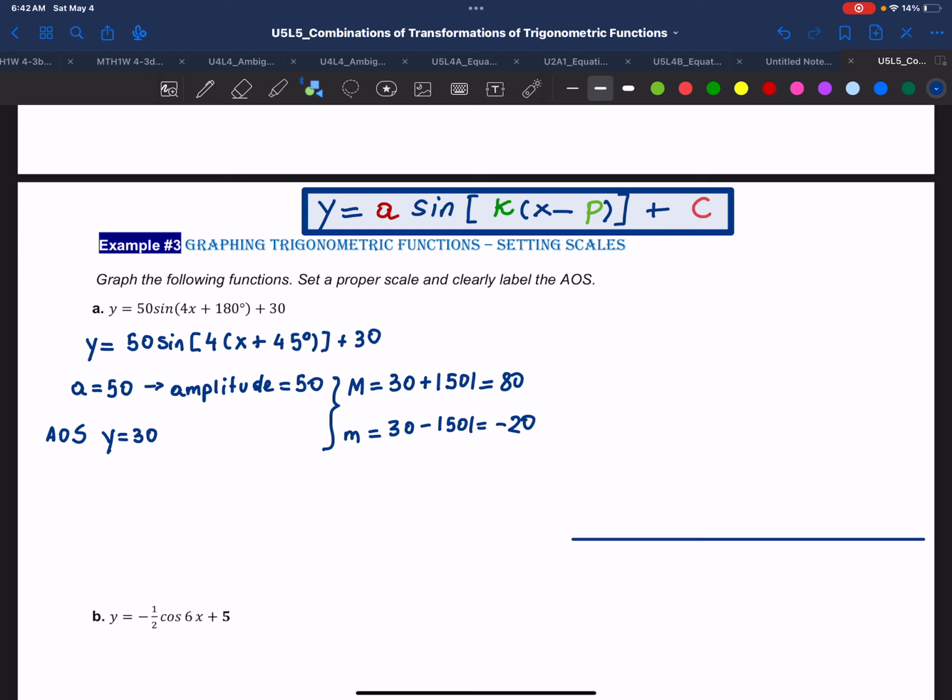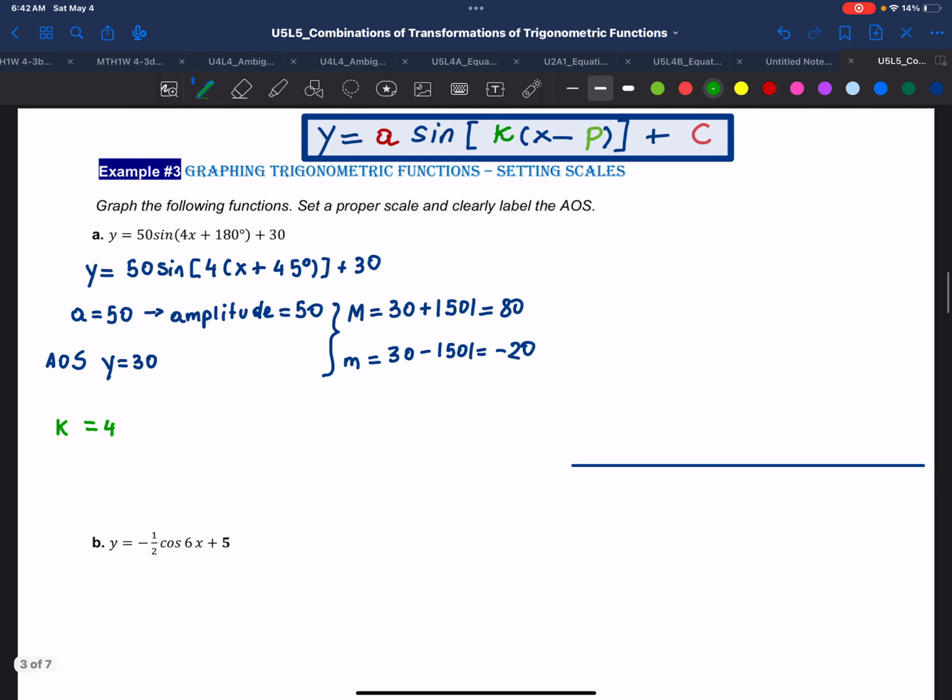Now, next we're going to look at the horizontal coefficients. The horizontal coefficients we have in here are coefficient k, which is equal to 4. And the coefficient k will help us determine the period length of the function. The period length will be the basic period 360 degrees divided by 4, which will make this graph have a period length of 120.